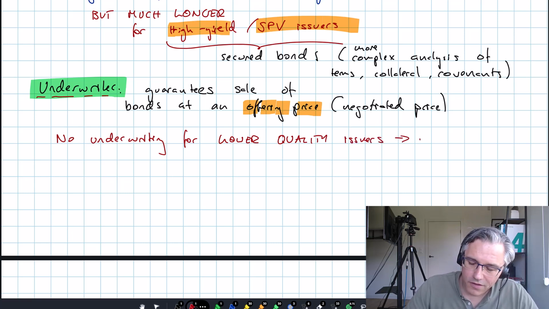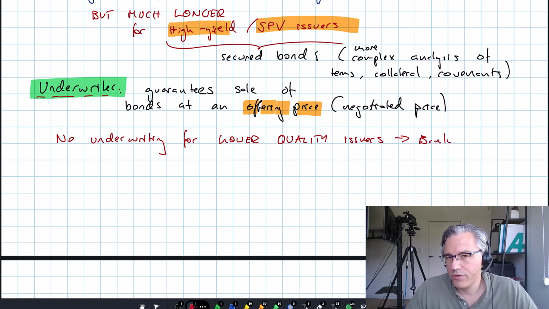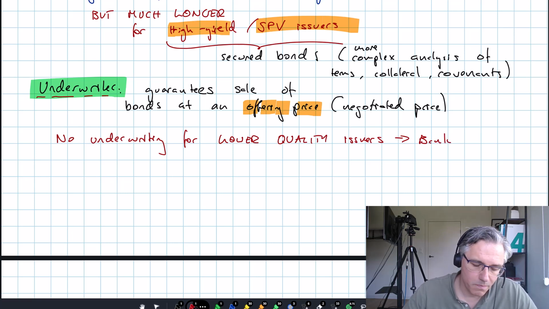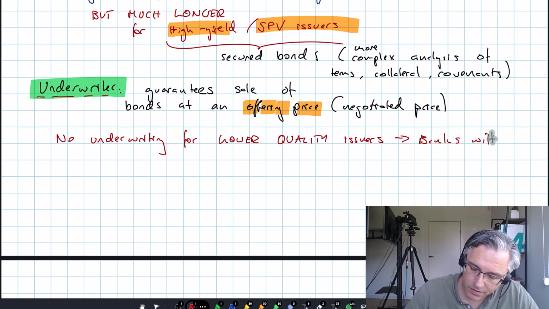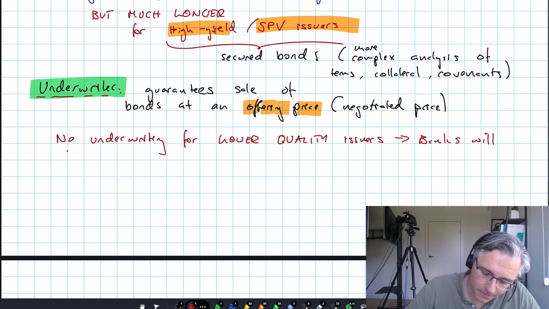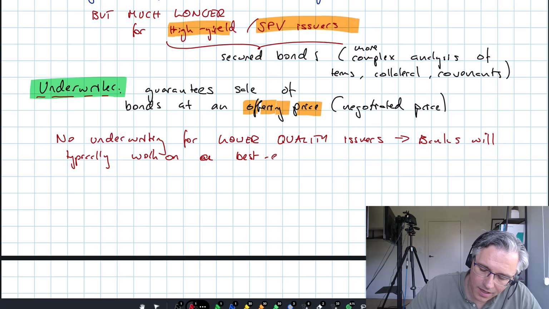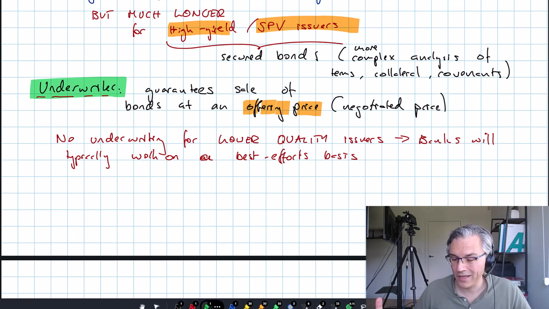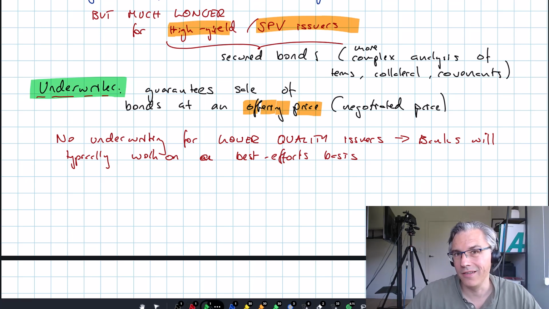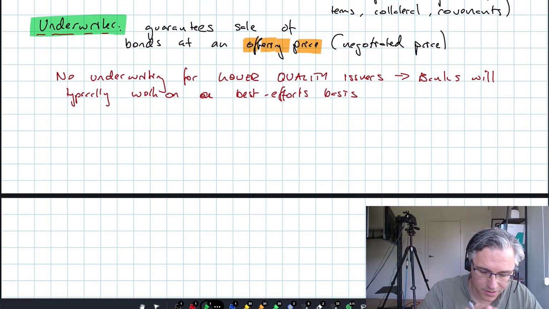So the only thing that banks will do, they will still take you on board as a client and represent you as an issuer, but banks will typically work on what's known as a best efforts basis, meaning I'll take your bond, I'll try to do whatever I can to sell your bonds, but I'm not guaranteeing that the offer will be successful at a specific price.